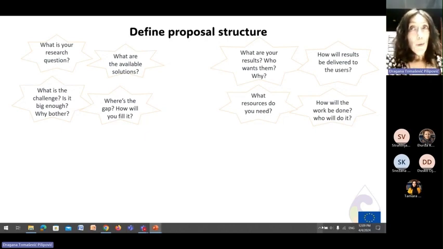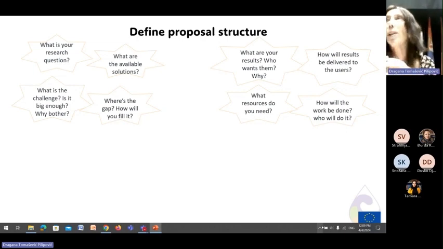So if you are able to answer all these questions in 10, 15 minutes, this is fine. You have your proposal, basically in a nutshell. But if you are not able to answer these questions extensively and satisfactorily, it means that your proposal is still green and is not ready to be put on paper, right?